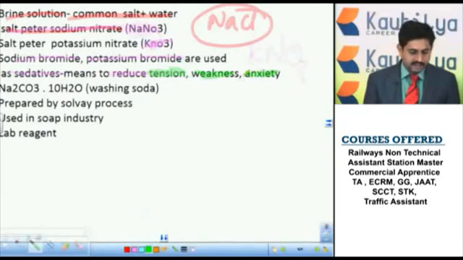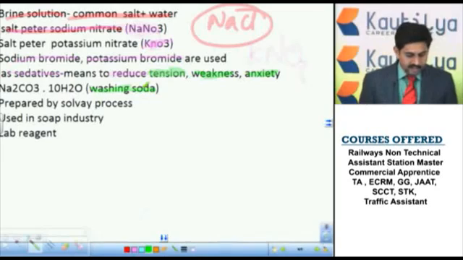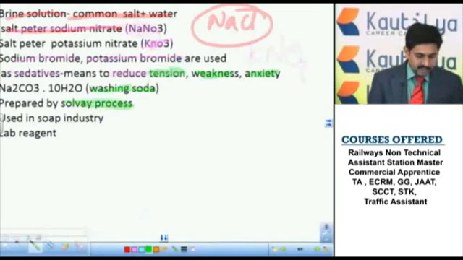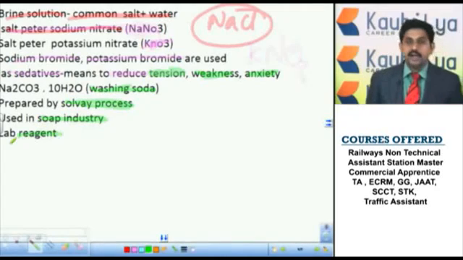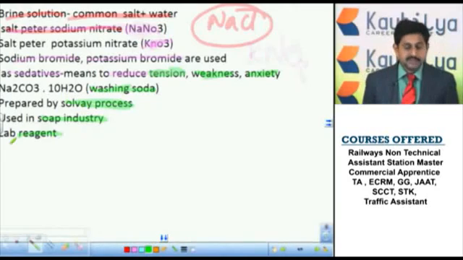the anxiety. I told you already that washing soda is sodium carbonate decahydrate, and this can be prepared with the Solvay process, and this sodium carbonate is used in the soap industry and also as a lab reagent. Sodium carbonate decahydrate is considered a washing soda. It is prepared with the Solvay process. It is used in the soap industry and as a lab reagent.